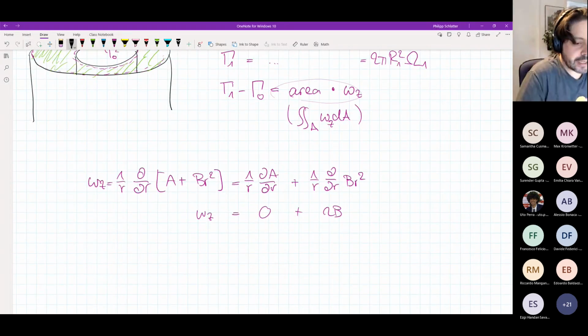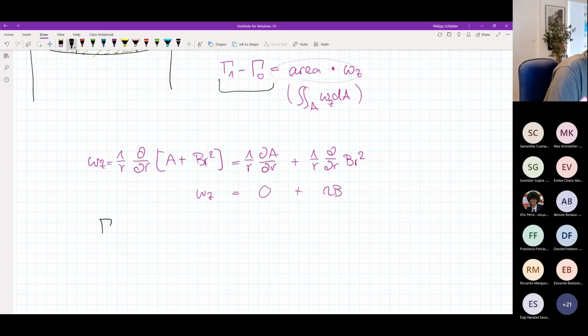Okay, so now still the question is, how can we use this to calculate the velocity field in the Couette flow? Well, we know now what the vorticity is. We have this expression that gamma 1 minus gamma 0 needs to be the area times omega z. And I guess now we can start to calculate a little bit further. So we write that gamma 1 minus gamma 0 is the area times omega z. And that's what we had before.